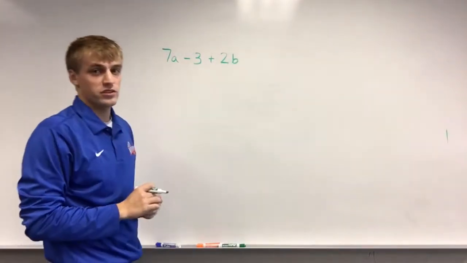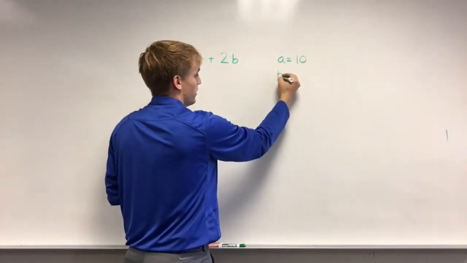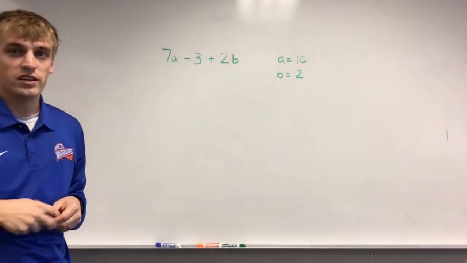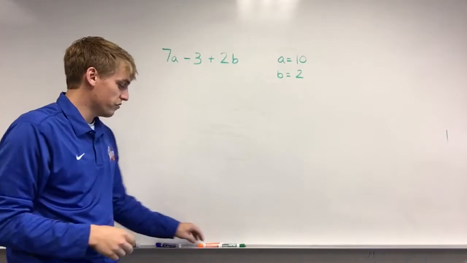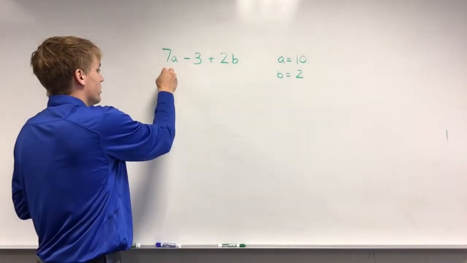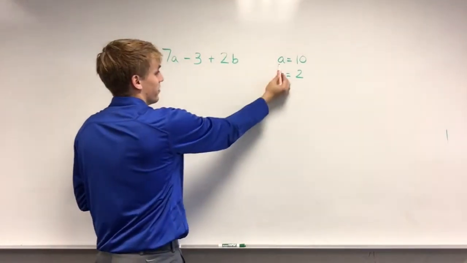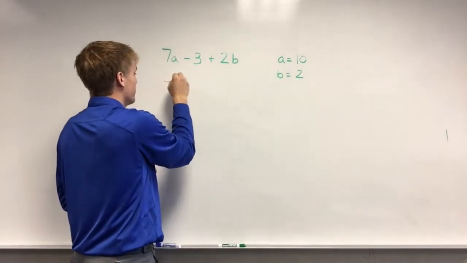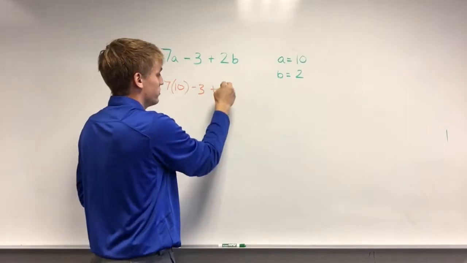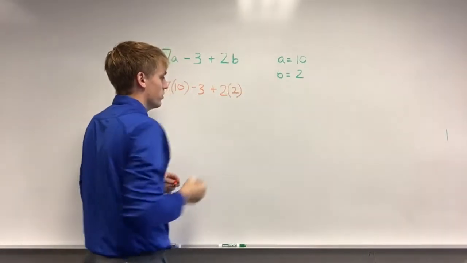7a minus 3 plus 2b. We'll say that a equals 10 and b equals 2. So the first thing we're going to do is plug in the numbers for the values of each variable. a has a value of 10, so we're going to put 7 parenthesis 10, minus 3 plus 2 parenthesis b equals 2, so we're going to put that in parentheses.